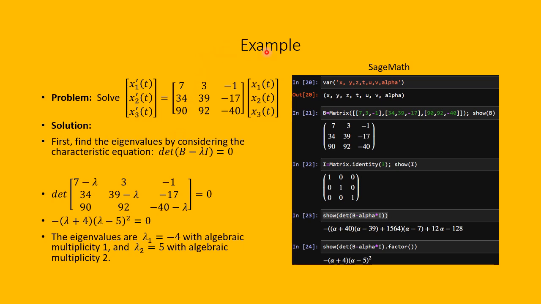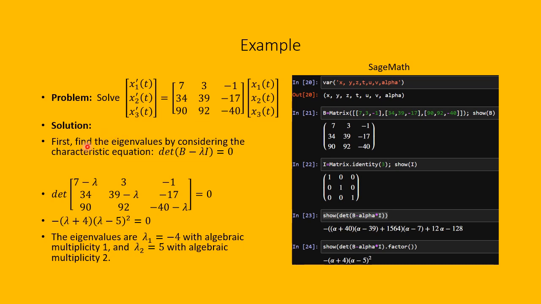Let's look at the following example. Let's solve x prime equals B times x. X in this case is a column vector with 3 components. Here's our matrix B. So what do we have to do to solve this system of differential equations?